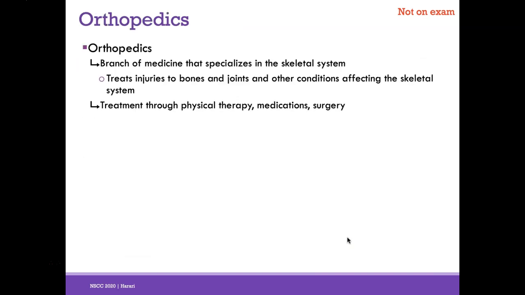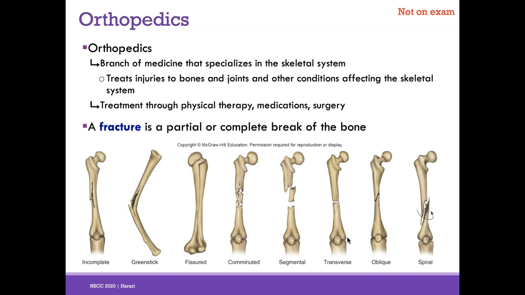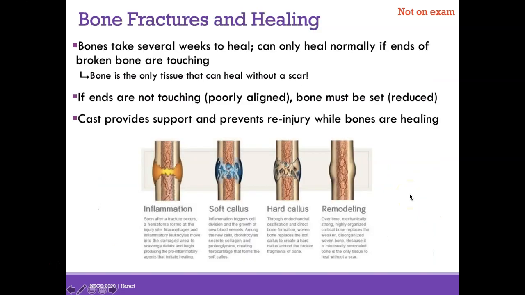So here's some more information about orthopedics, which is just the branch of medicine that specializes in the skeletal system. There are different types of fractures. If you're interested, you could study different types of fractures, but I won't test you on this. When bones do get fractured, they need several weeks to heal. And the ends must be touching, so the bones often have to be set or reduced in order for the natural healing to take place. That's why we give casts. A cast provides support and prevents any re-injury while the bones are going through their normal healing process.